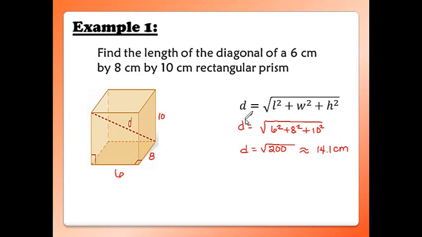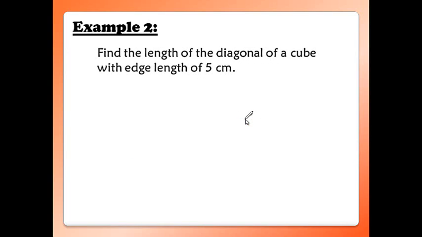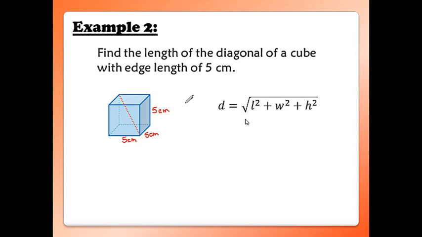Let's try another one. For example 2, we're going to find the length of the diagonal of a cube with the edge length of 5 centimeters. Okay, so here's a cube. We know that if it's a cube, all the sides are the same length. And using the same formula, we end up with approximately 8.66 centimeters as the length of the diagonal of that cube.